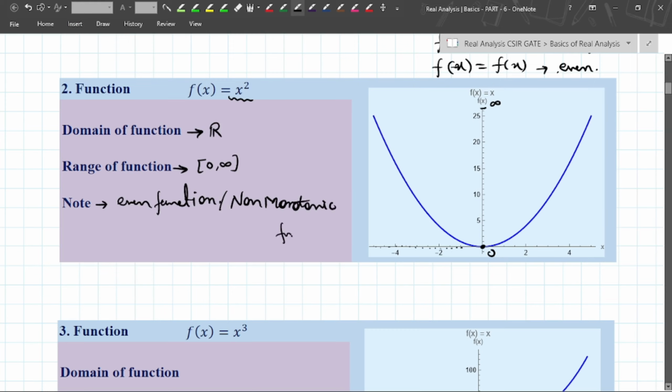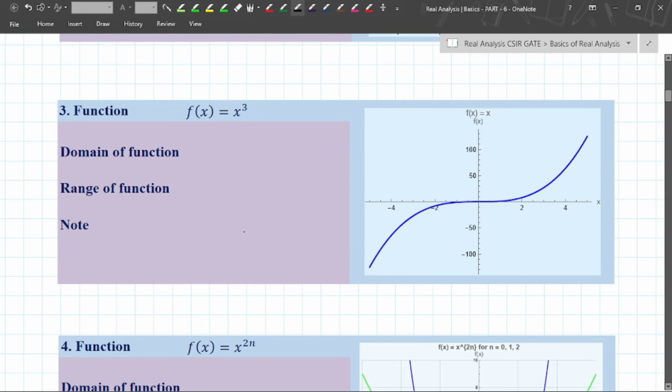Non-monotonic function means that from here it is decreasing with increasing value, and from here it is increasing with increasing value. So it is non-monotonic, decreasing and increasing. And for convexity and concavity, it is a convex function. Here the minima lies here, so it is a convex function also.